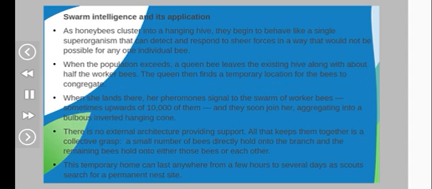Swarm intelligence and its application. As honeybees cluster into a hanging hive, they begin to behave like a single superorganism that can detect and respond to shear forces in a way that would not be possible for any one individual bee.